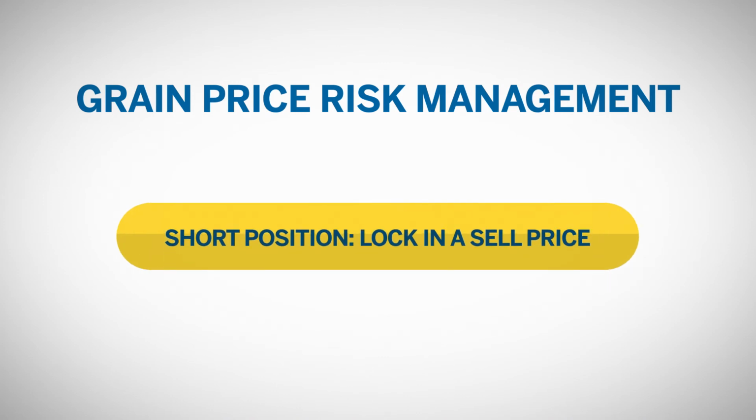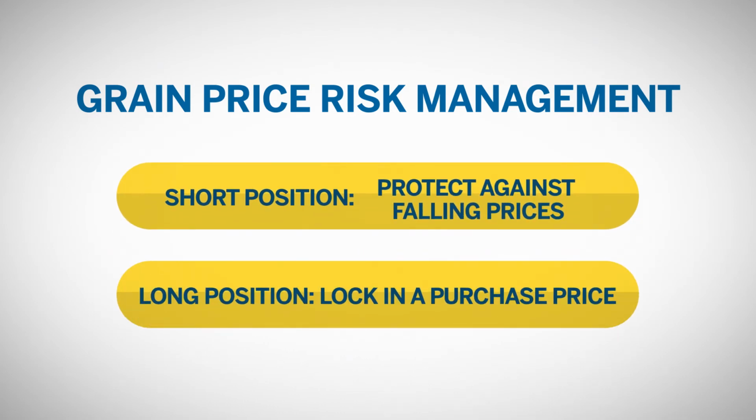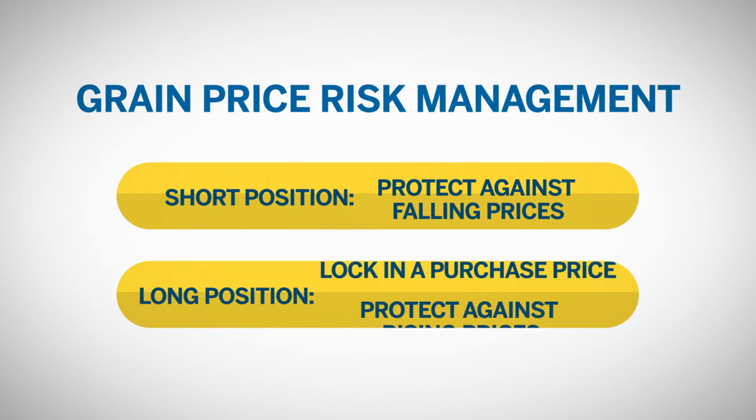A futures position is the most basic price risk management strategy for a grain seller or buyer. Again, a short position allows the seller to lock in a sell price in advance of the actual sale, providing protection against falling prices. And a long position lets a buyer lock in a purchase price and obtain protection against rising prices.